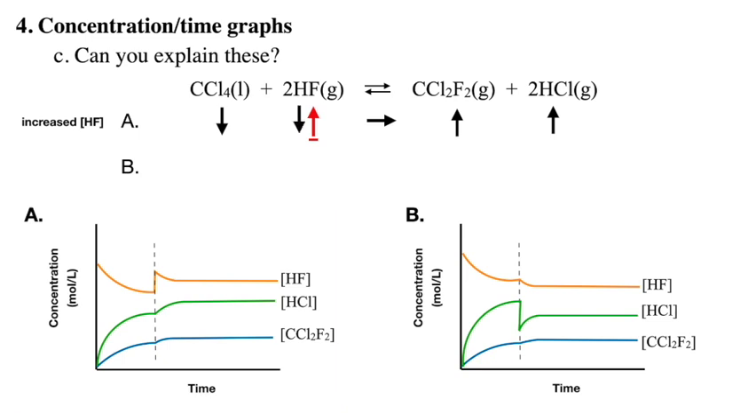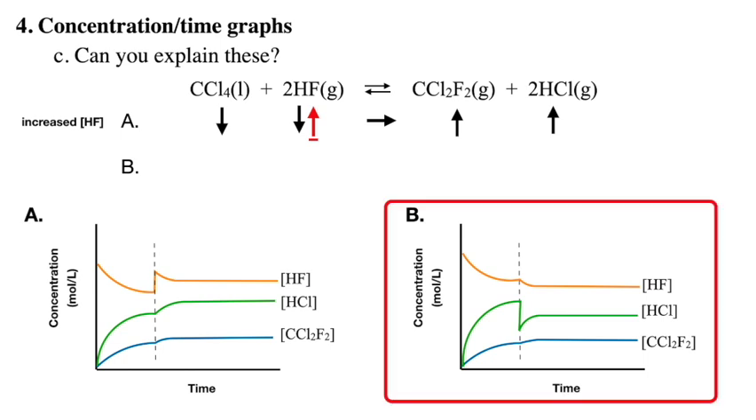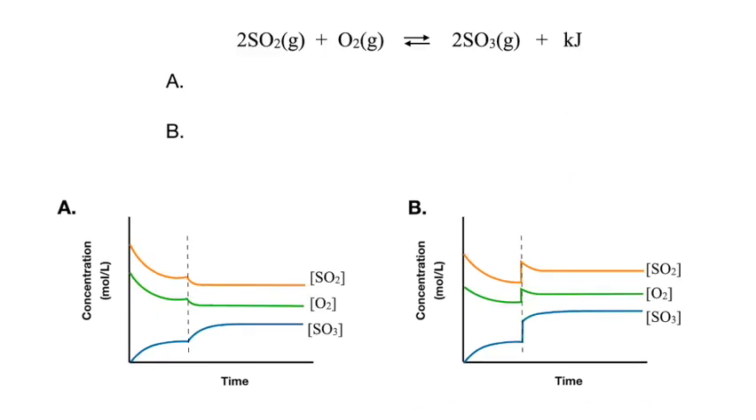Okay, what about B? Looks like we decreased the concentration of hydrochloric acid. That was our stress. We shift to replace it. So that goes up, down, down. All right, let's look at this one.